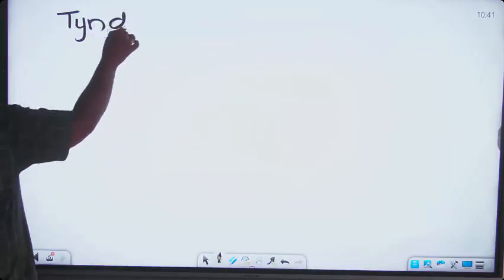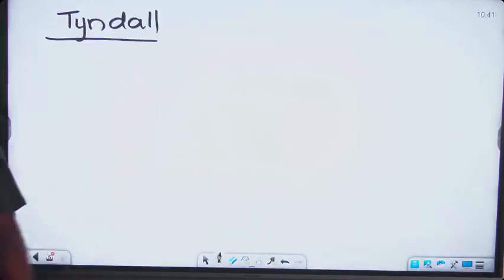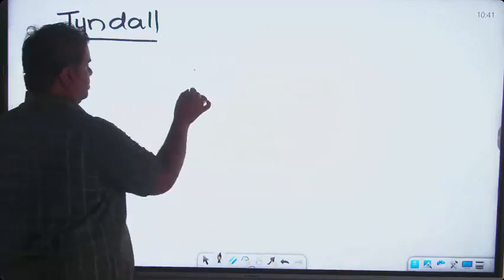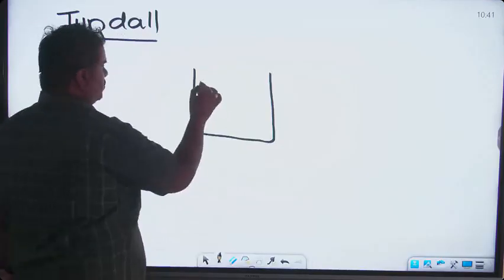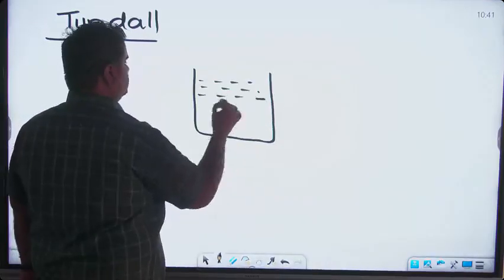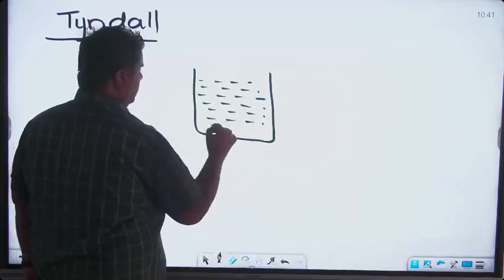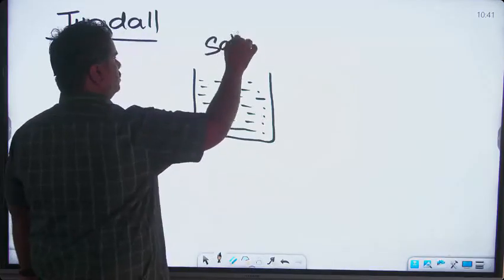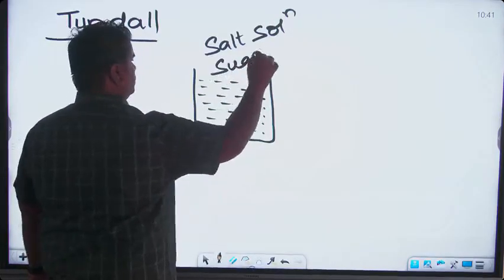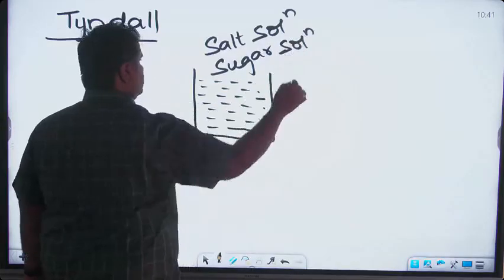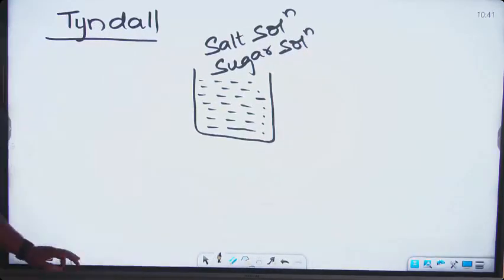Tyndall effect. Now, for example, suppose that you're talking about the case of a particular true solution. So what is a true solution? Nothing but the case of a homogeneous mixture. For example, this may be a salt solution, or else even the case of a sugar solution. So these two are homogeneous mixtures, and we also call them true solutions.